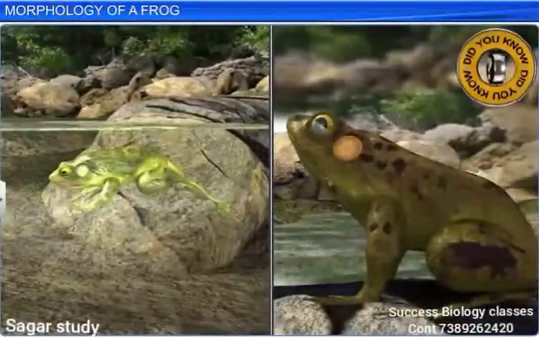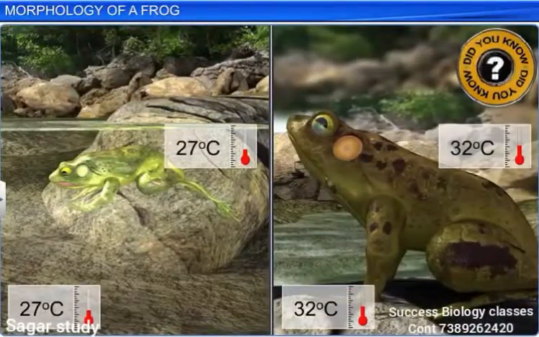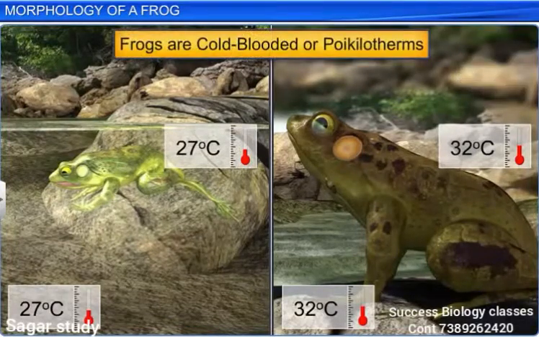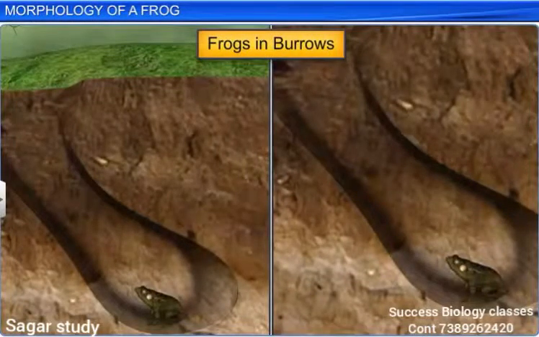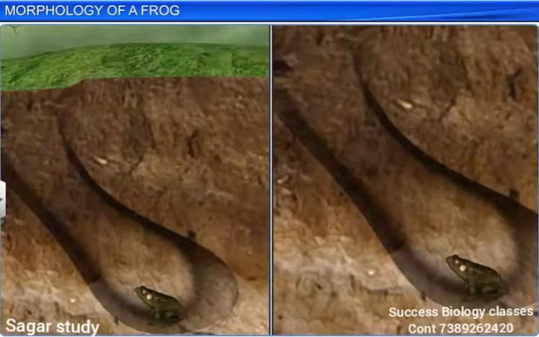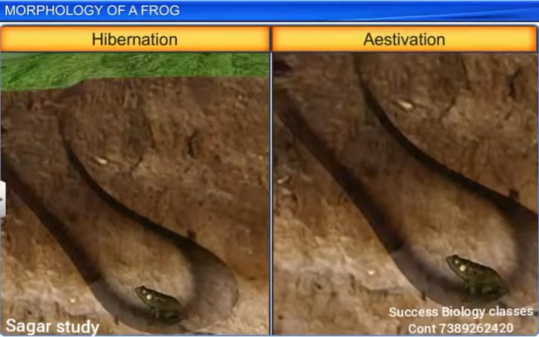Did you know these amphibians can change their body temperature according to the temperature of the environment? This is because frogs are cold-blooded animals or poikilotherms. In fact, when the temperature is extremely hot or cold, they take shelter in deep burrows. Frogs undergo hibernation in winter and estivation in summer, and are therefore not visible during these seasons.